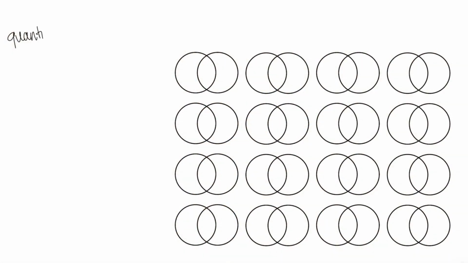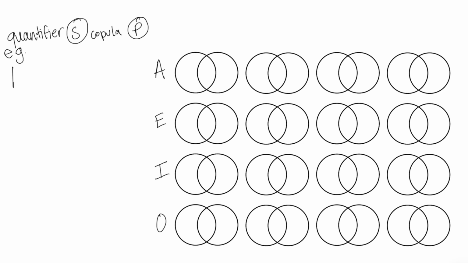Let's go over conversion, obversion, and contraposition using an example for each of the four types of standard form categorical proposition. Let's work through some examples of conversion, obversion, and contraposition in order to get an idea of what these logical operations do to standard form propositions. So we're going to run with these examples for the length of the video.